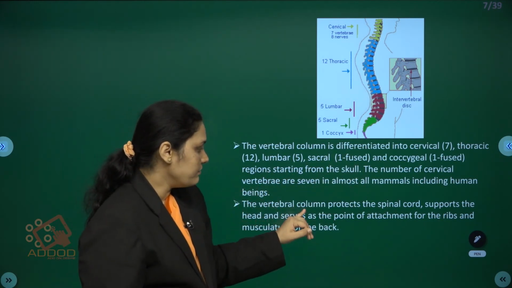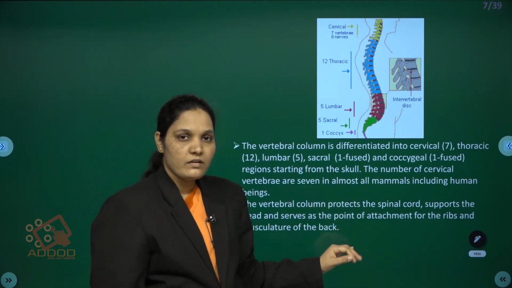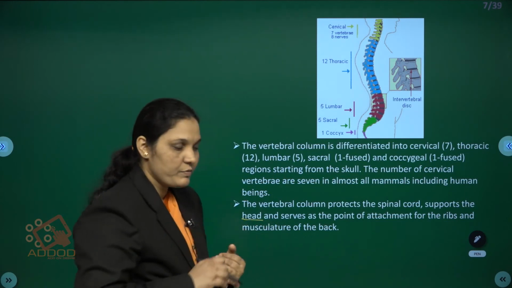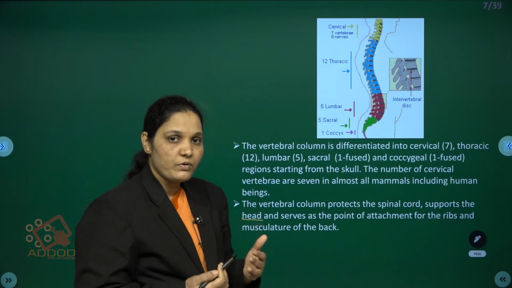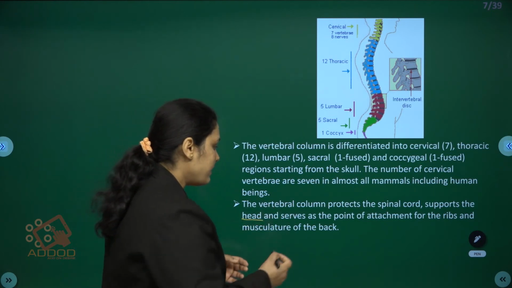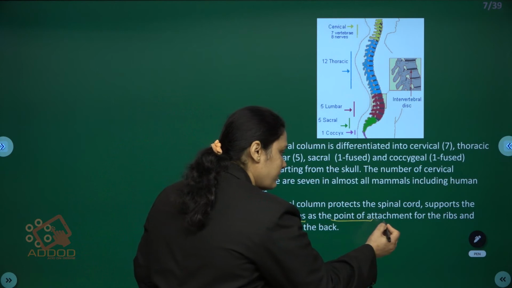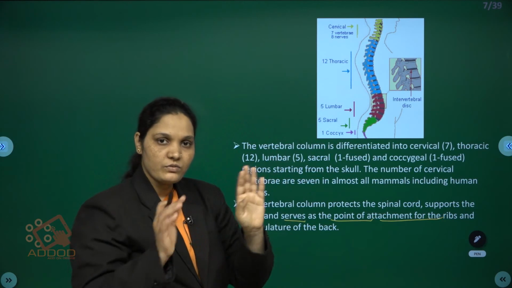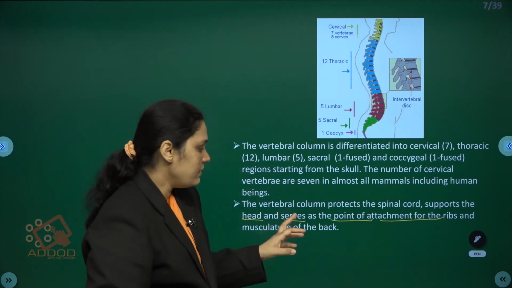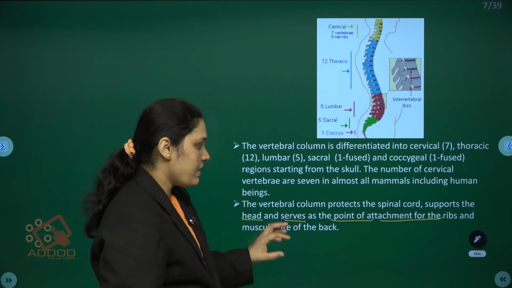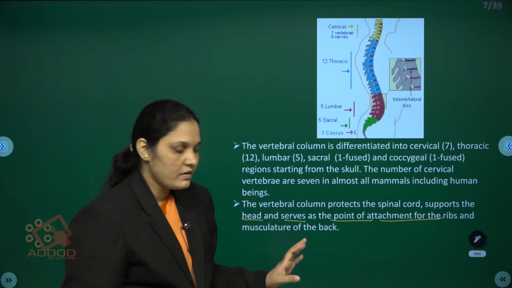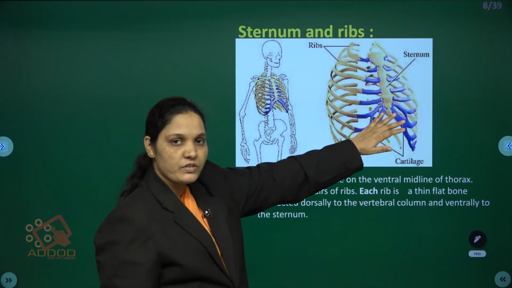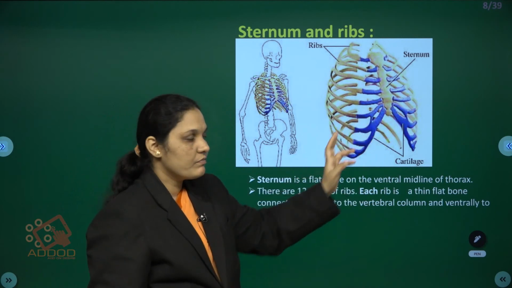Now, the vertebral column protects the spinal cord and supports the head. It gives protection to us and support to the head region, and also serves as a point of attachment for the ribs. So ribs are also attached to the vertebral column, and it forms the musculature of the back too. Here you can see, this is the front portion, and at the back portion we have the vertebral column.